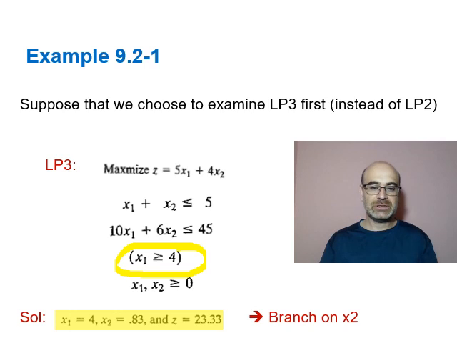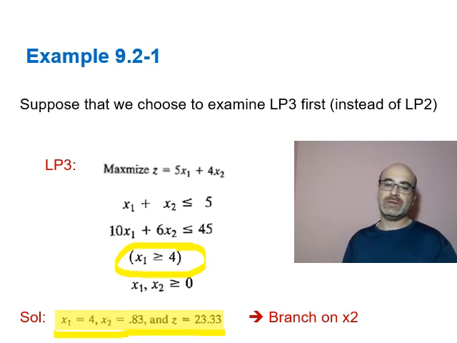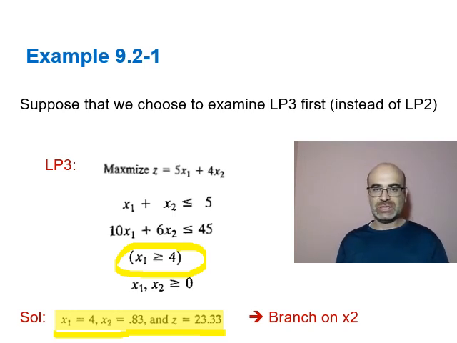What happens? What is changing? So when you solve this LP3, the resulting solution is this: x1 equals 4, x2 equals 0.83, and z equals 23.33. Okay, now we need to make a decision.